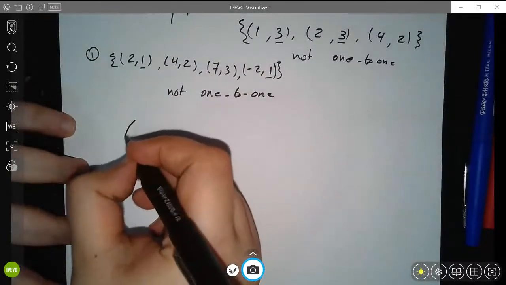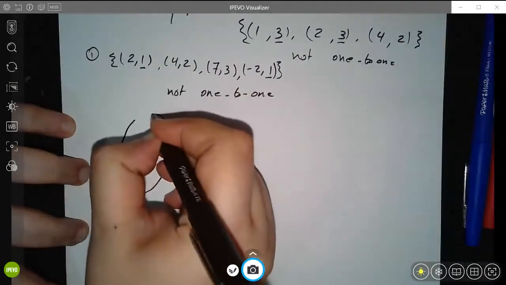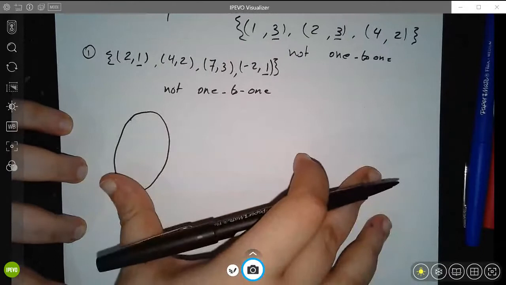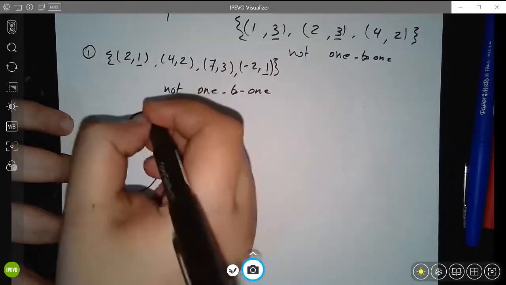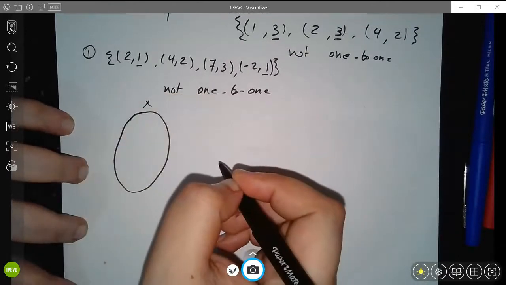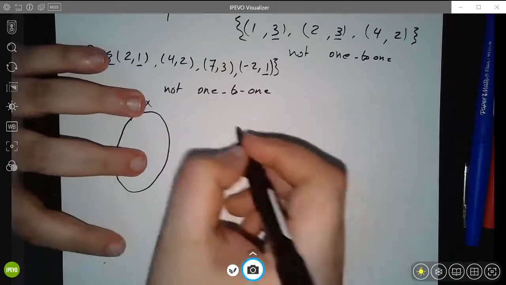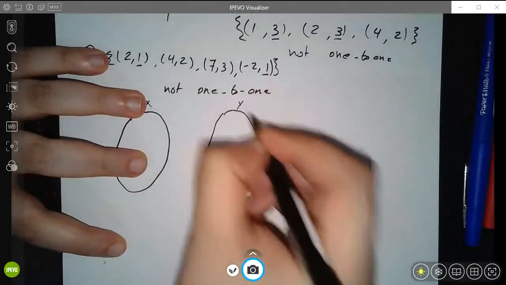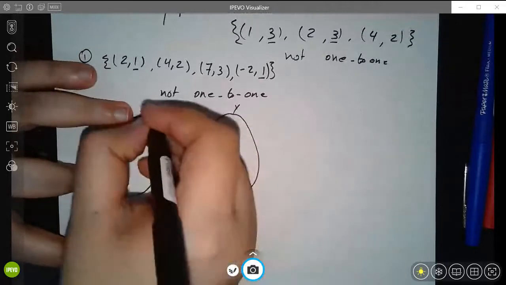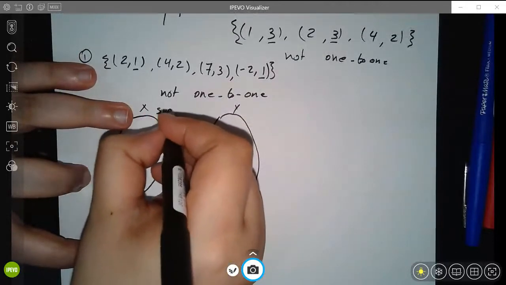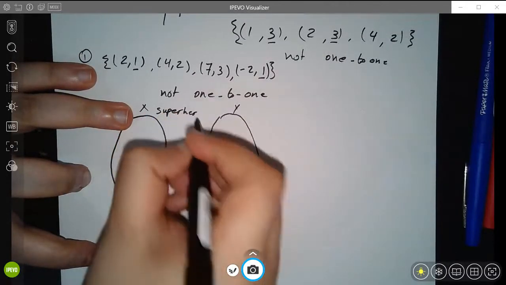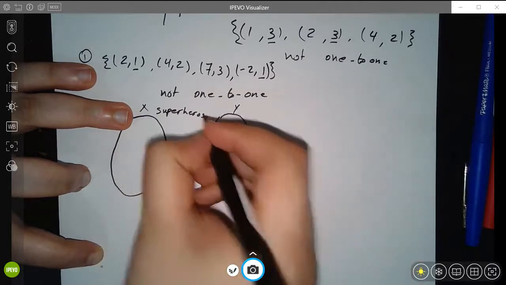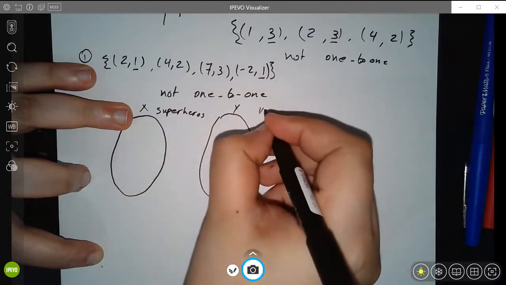Here's another example in the notes. Students usually have fun with this one. I'm going to give you two groups, right? Let's call the first one x, and the second one my y. Yes? So x is my superhero group, and y is the villains. Yes?